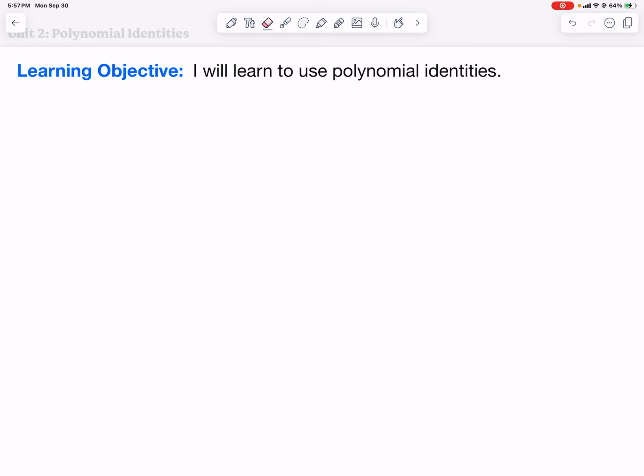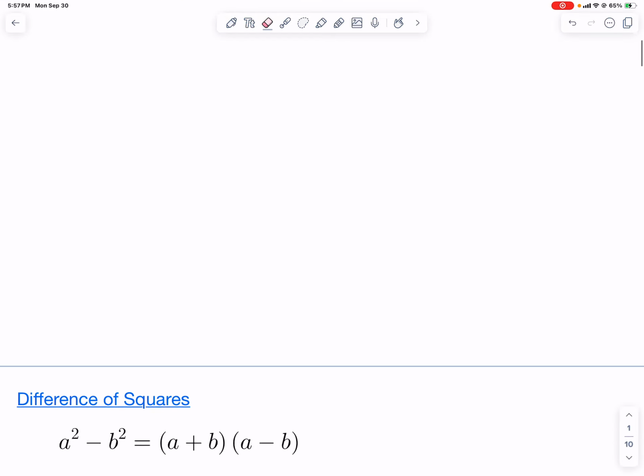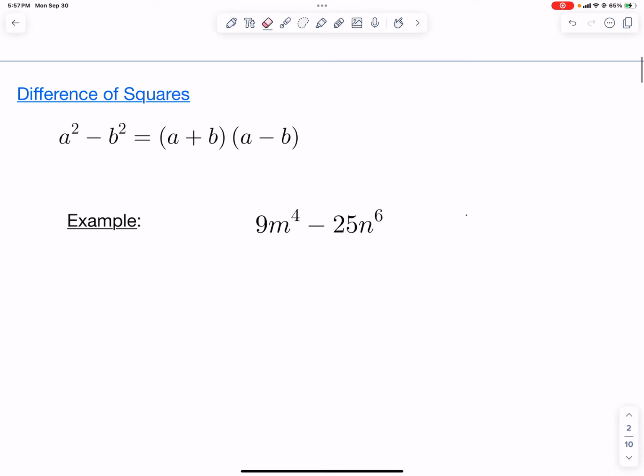All right, class, in this lesson, you're going to learn to use 4 different polynomial identities. So let's go ahead and get started. Here's the first one. This is called the difference of squares.